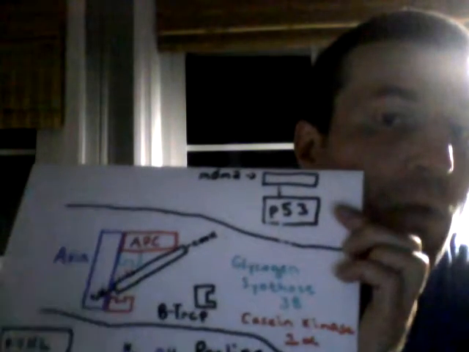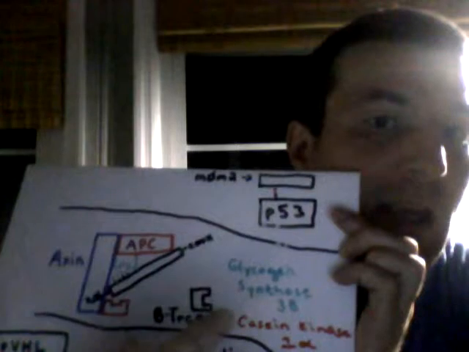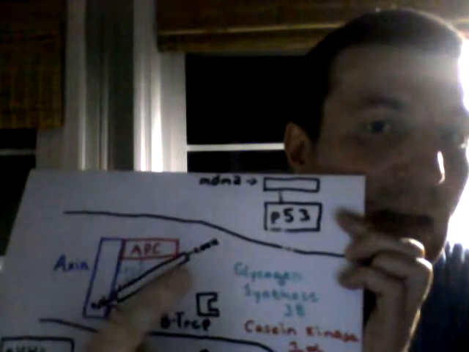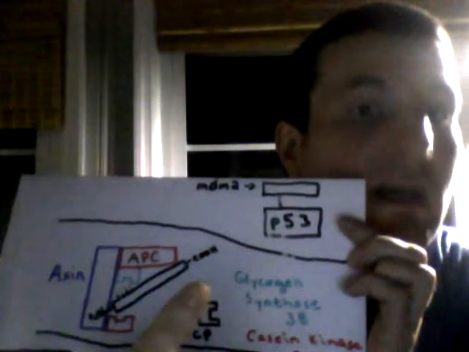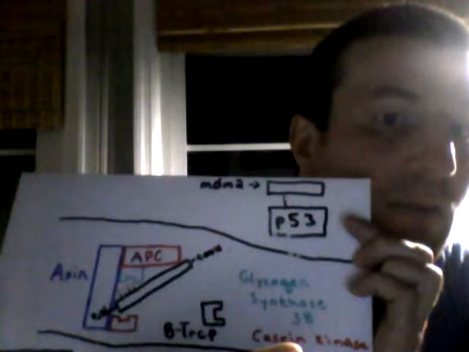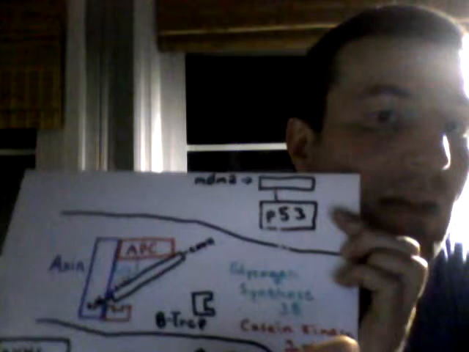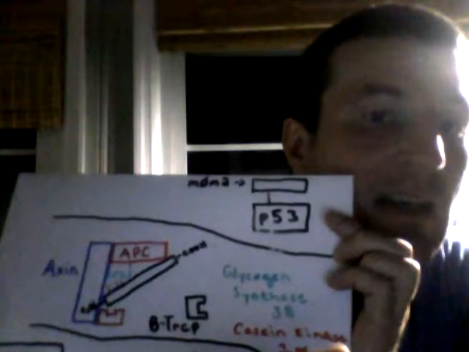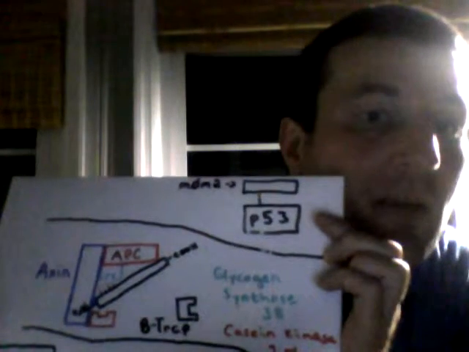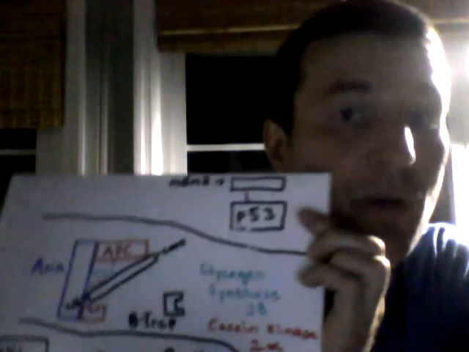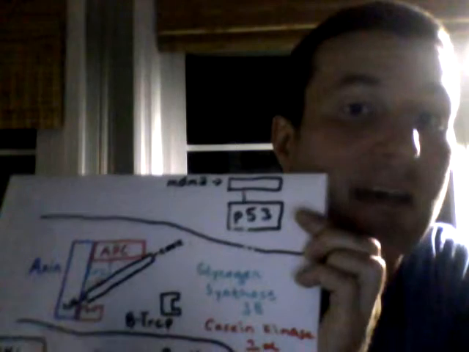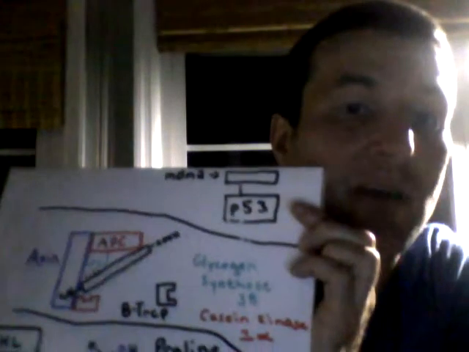But what I want you to see here is that P53 does not get targeted for ubiquitination because a phosphate group was added to it. This beta-catenin is targeted for ubiquitination because phosphate groups are put onto it. So it's the exact opposite thing happening right there.